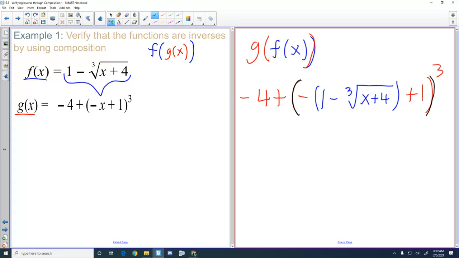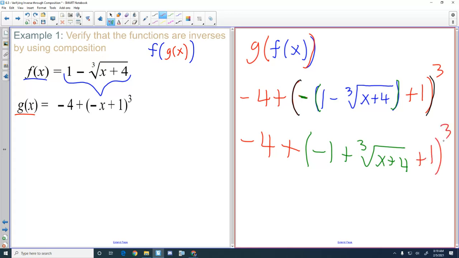So right off the bat, I'm looking at this inner parentheses. Do I need those? Well, there's a negative in front. So how about we just distribute that negative sign? And that'll get rid of those parentheses. So that's going to give us -4 plus parentheses, -1 plus the cube root of x plus 4, plus 1 cubed. So that piece in green, I just distributed the negative, and I got rid of one of the sets of parentheses.